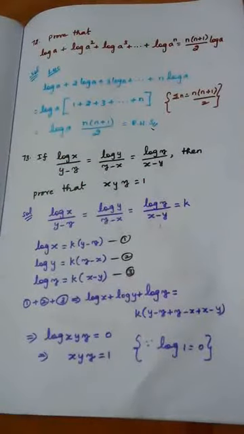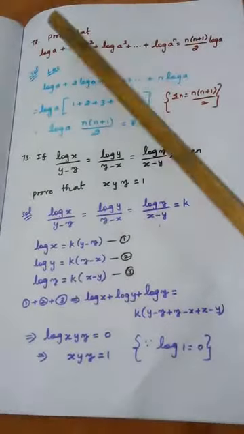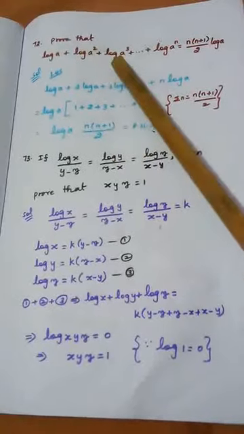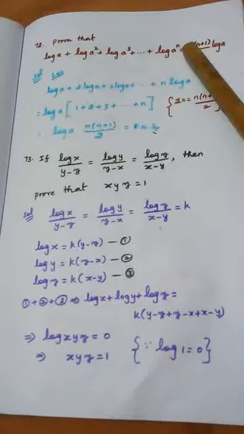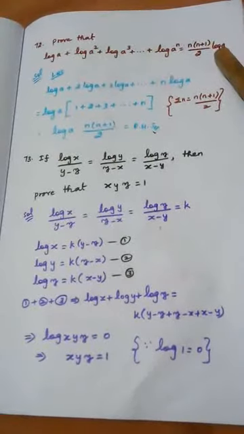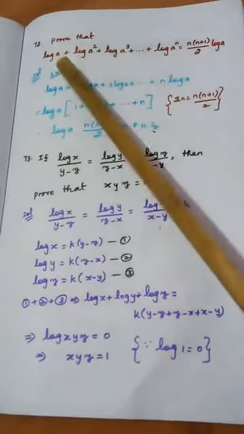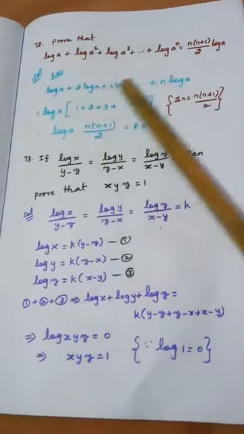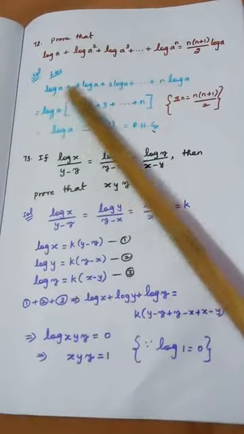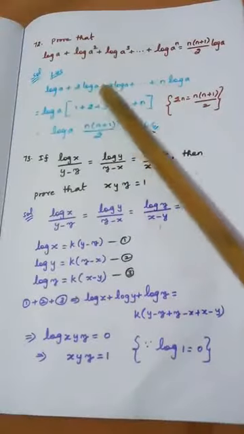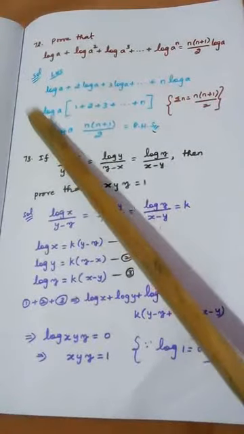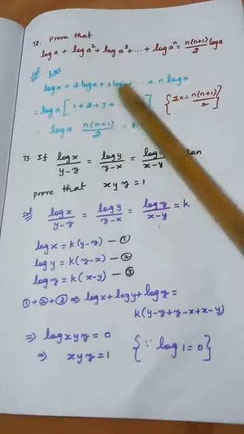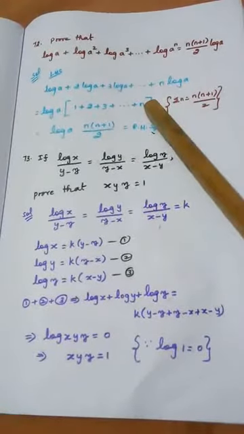Question number 72. Prove that log a plus log a square plus log a cube and so on up to log a power n equals n into n plus 1 by 2 log a. So this is the LHS and this is the RHS. We need to prove that they are equal. So we are taking the LHS alone first. In all the terms we have log a, so taking that as common. What remains here? 1. If log a goes out, 2 remains, 3 remains. In the last term, n remains.